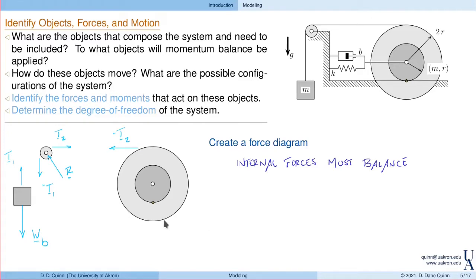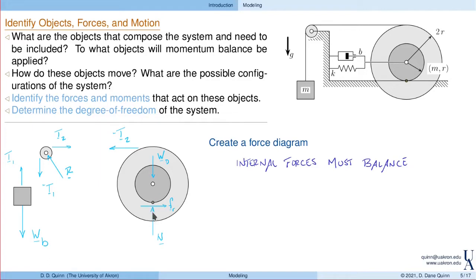All right. What other forces act on this disk? Well, I have the weight, right? So we'll call that W of D, D for disk. At the contact point here, I have a contact force, and I'm going to break that up into a normal component, say N, and a component due to friction, Fr.